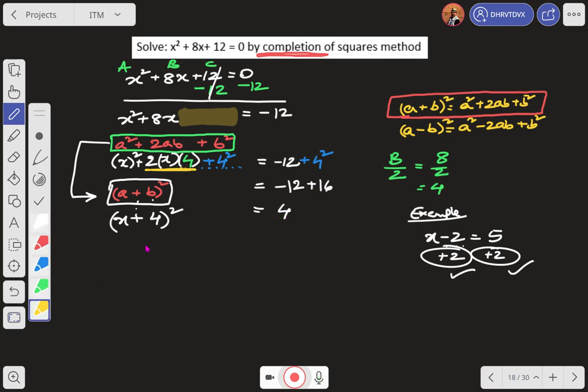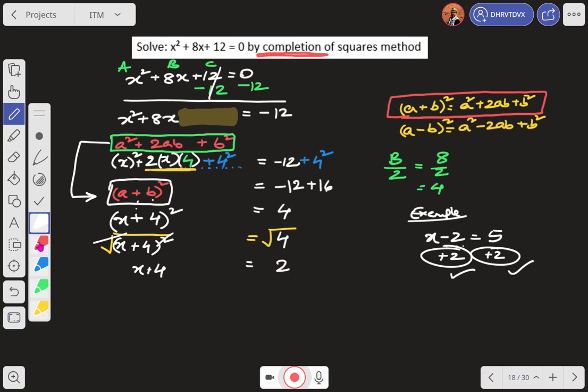Then the next step is the inverse operation. How do you eliminate this square? The inverse of square is square root. So let me take square root on both the sides. So x plus 4 whole square. Okay, so square and square root get cancelled. Then x plus 4 equal to square root 4, that gives us 2.